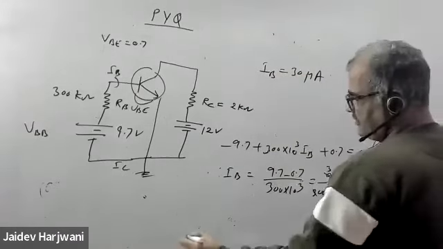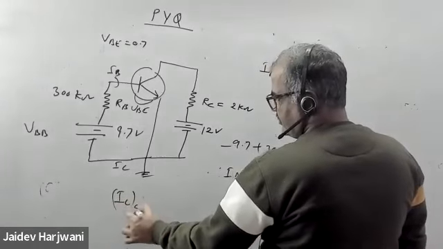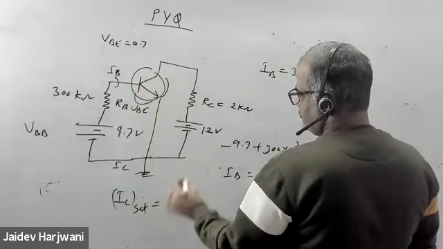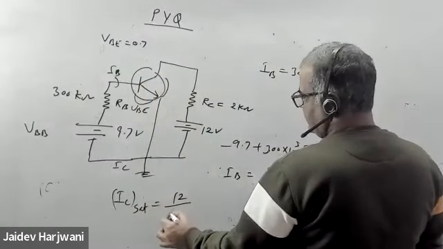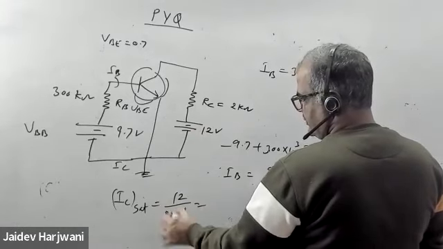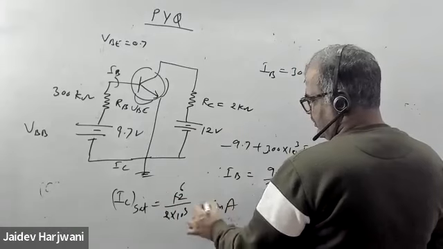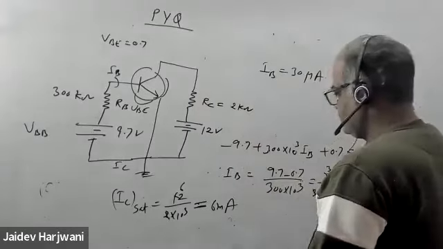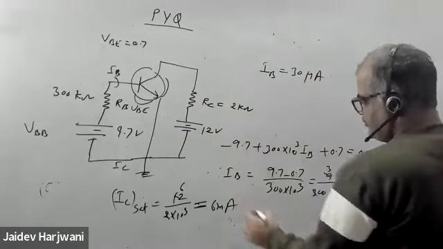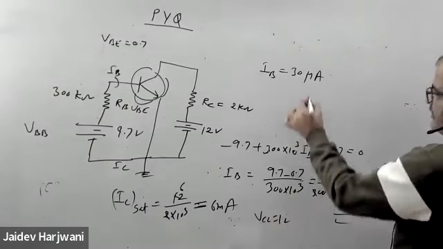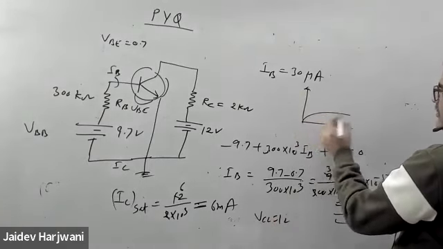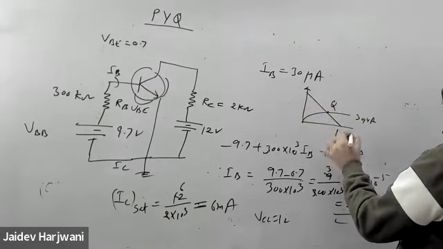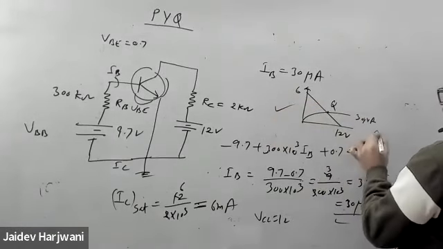Then you need IC saturation. IC saturation is nothing, make VC is 0. So then VCC is 12 upon RC 2 kilo ohm. This becomes your 6 milliampere. This should be 6 milliampere. And VCC is 12. So the graph which contains all these things, 30 microampere, Q point should be here. This should be 12 and this should be 6. This is the correct option.